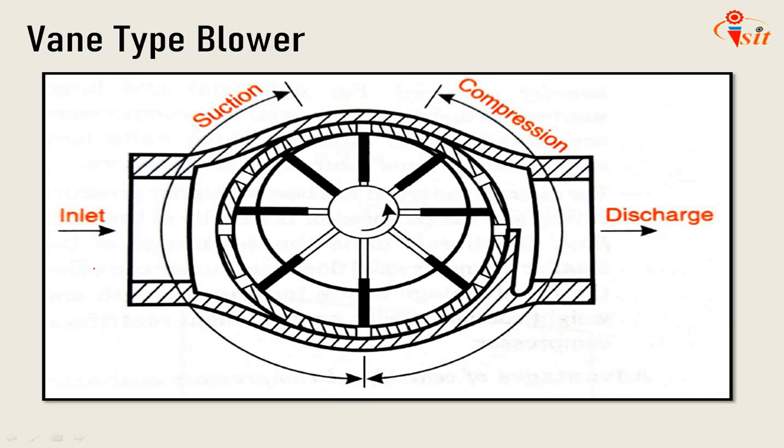Now the next category is the vane type blower. The vane type blower consists of a rotor mounted eccentrically in the body and is supported by ball and roller bearings in the end covers of the body. The rotor is slotted to take the blades, which are of a non-metallic material, usually fiber or carbon.